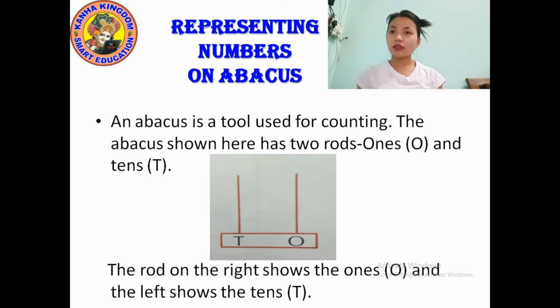Look at the two rods, ones and tens. The first one stands for ones and the second one stands for tens. The rod on the right side of the abacus shows or stands for ones, and the rod on the left side of the abacus shows or stands for tens.